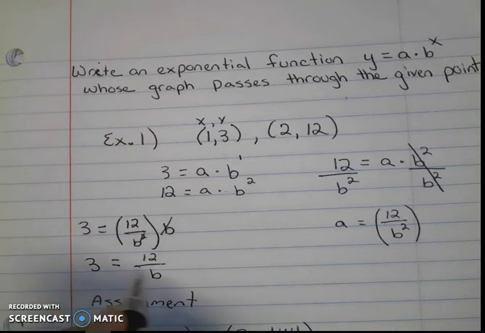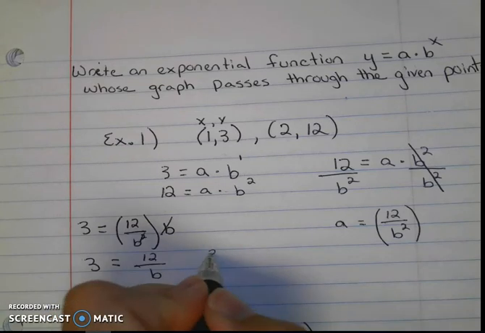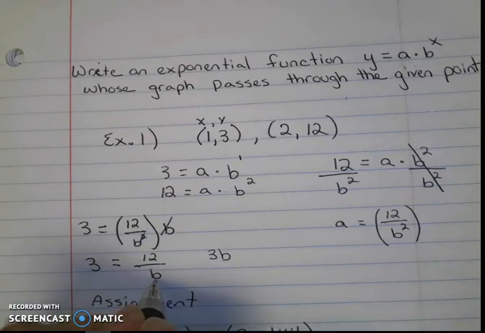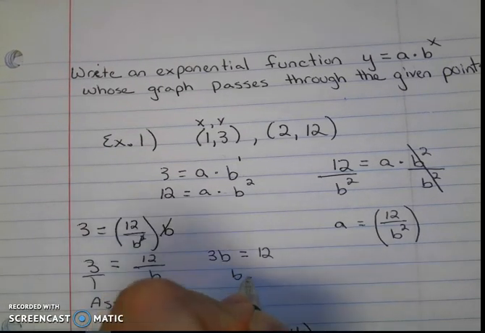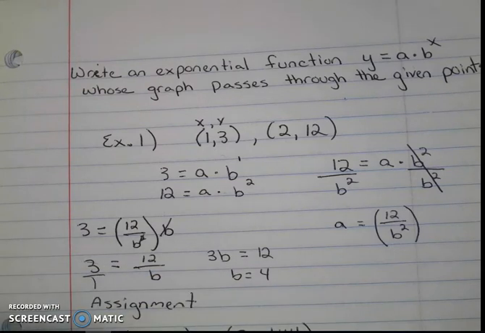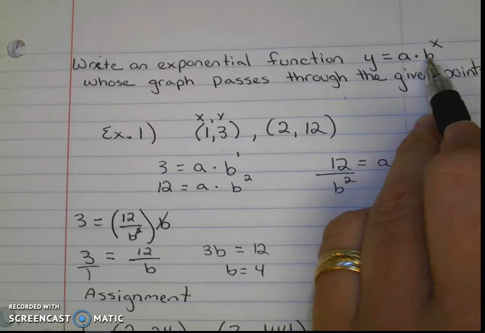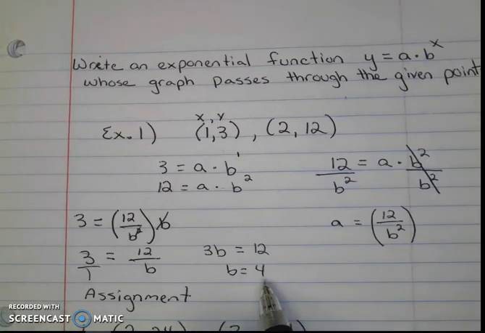Solving for b, cross multiplying, I get 3b equals 12, and so b equals 4. So we know that the base of our function is 4. That also tells us that we have a growth, since this value is greater than 1.